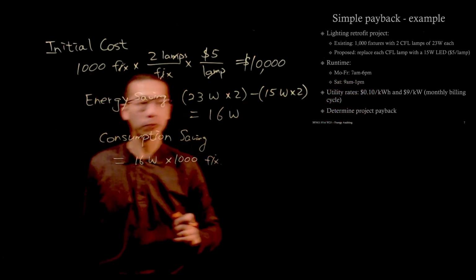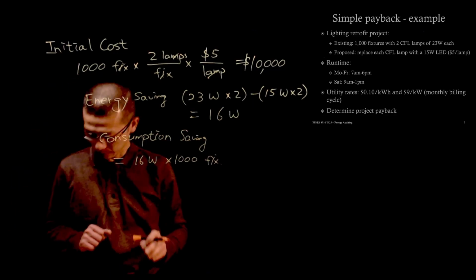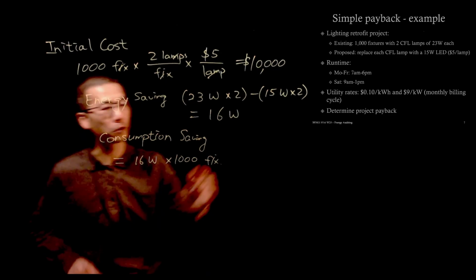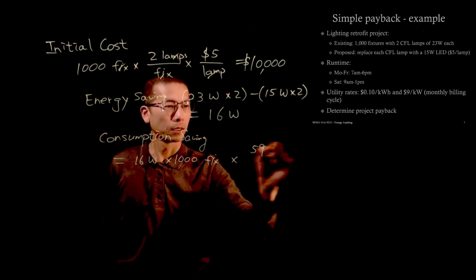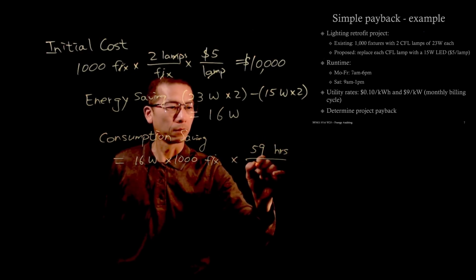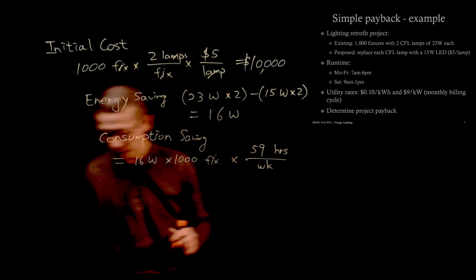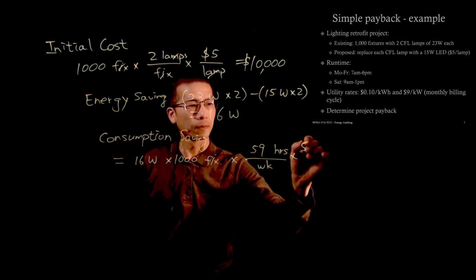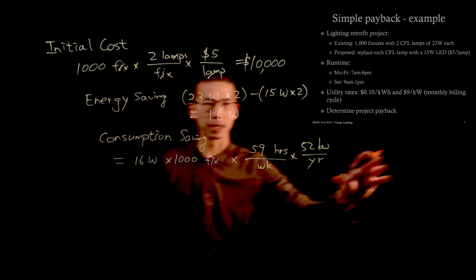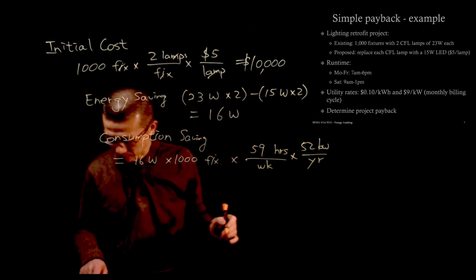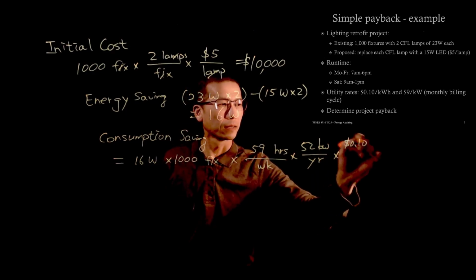Now, how long are the operating hours? 55 during the weekday and 4 hours during the weekend. So total 59 hours per week, and 52 weeks per year. The savings multiplied by 10 cents per kilowatt hour.